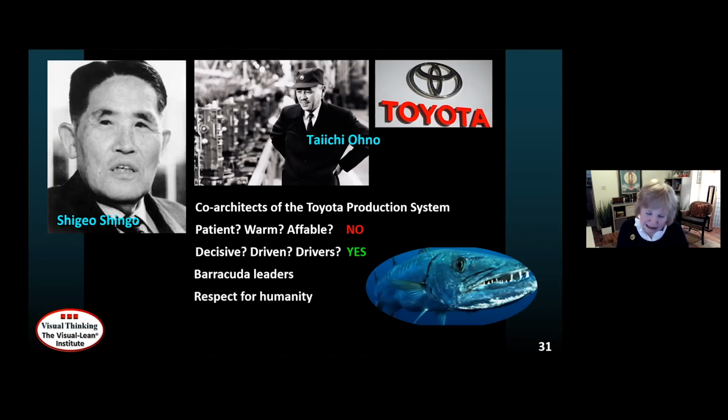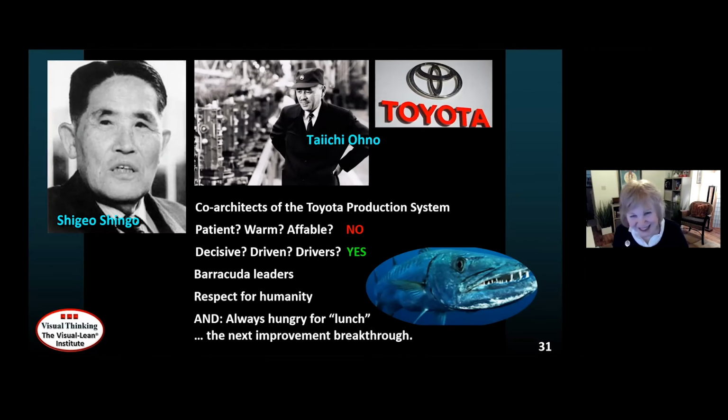And the way for me that translates is not a respect for humanity that referred to Shingo and Ono, but the barracuda is always hungry for lunch, I like to say. And for the barracuda leader, that leader is always hungry for the next improvement, breakthrough. There are myriad stories of the pressure that Ono put on Shingo to make breakthroughs. Read Shingo's introduction to single minute exchange of die, and he'll tell you how difficult that was, to bring a three-day changeover down to single digits. It almost broke their relationship, but he did it nonetheless. So there's this power behind leadership, if you will, natural leaders. The call was very strong for Ono, for Churchill, for Shingo, but we can learn from them.